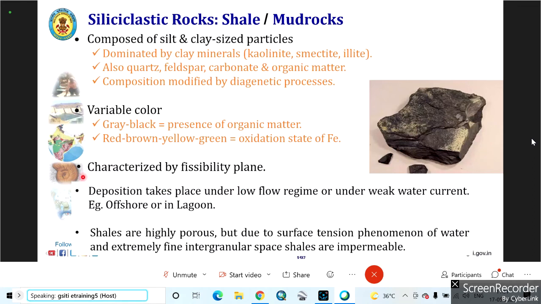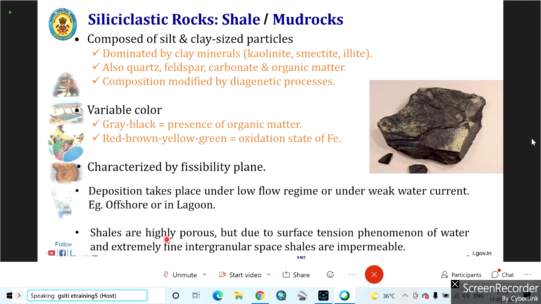In addition to that, another character of mudstone or shale is that it is characterized by fissility planes. Because of the parallel orientation of the elongated clay minerals, it exhibits this fissility characteristic. In particular terminology, splintery shale is one kind of shale characterized by this fissility plane. The deposition of this mudstone takes place under a low flow regime and weak water currents, that is in the offshore and in a lagoon.